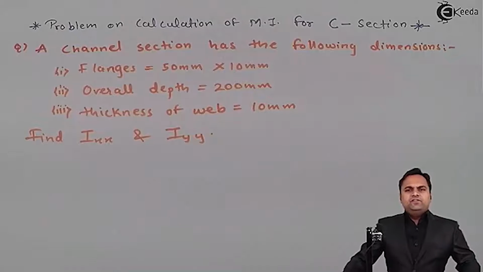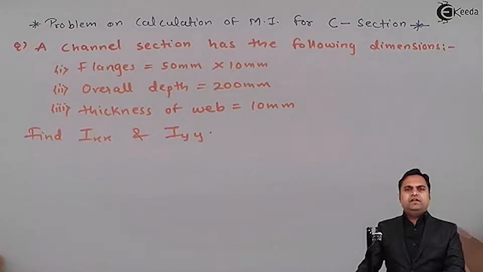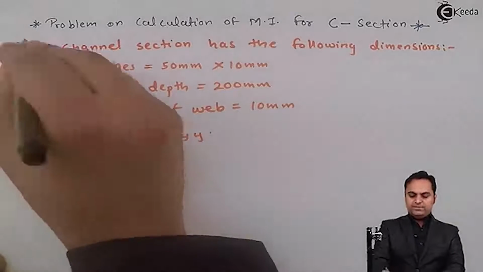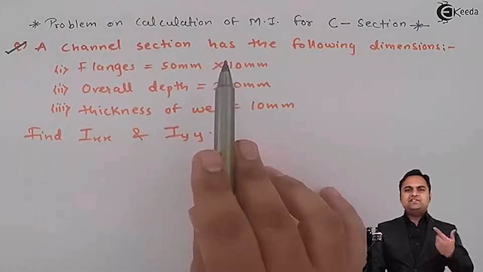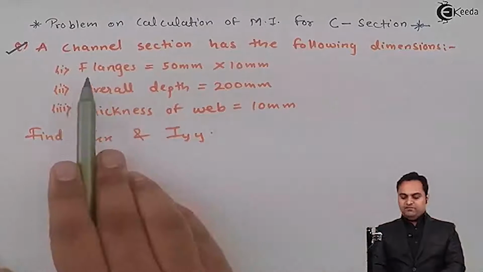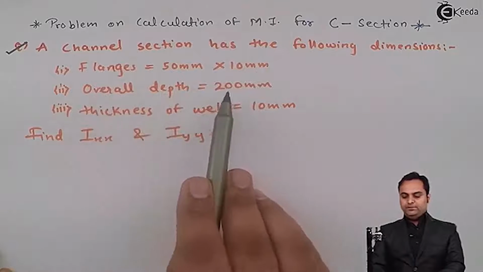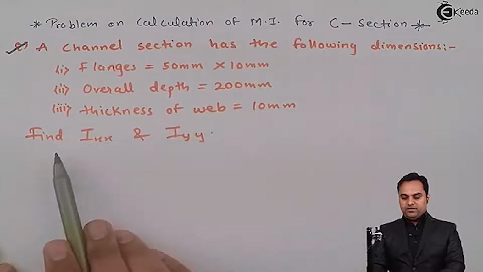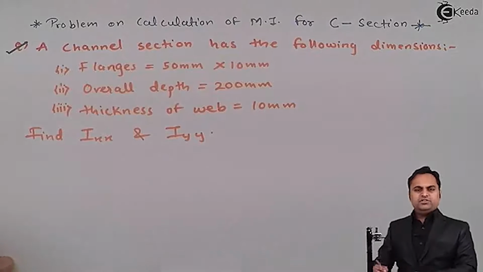Here in this video, we will see a problem on calculation of moment of inertia for a C-section. And for that, here we have a question. A channel section, which is also called a C-section, has the following dimensions. Flanges 50 mm into 10 mm, overall depth 200 mm, and thickness of web as 10 mm. Find Ixx and Iyy. So this is the question we have.